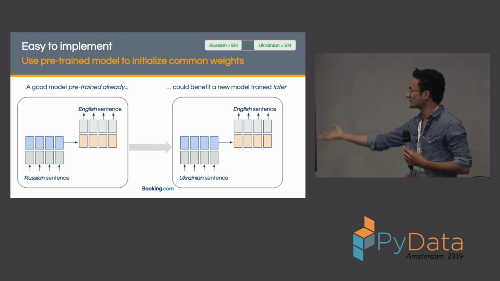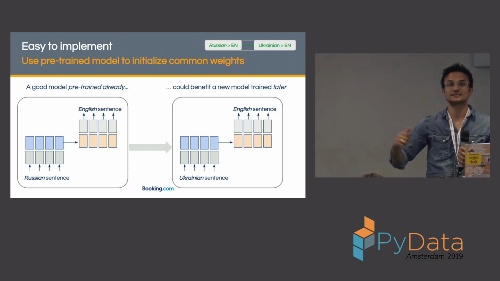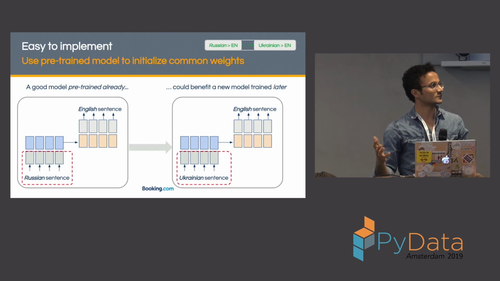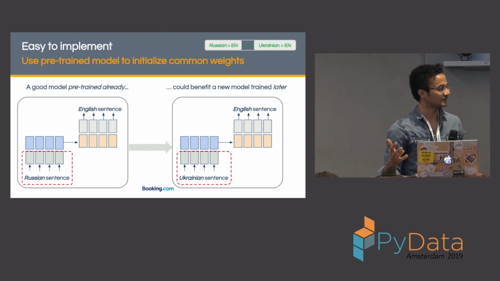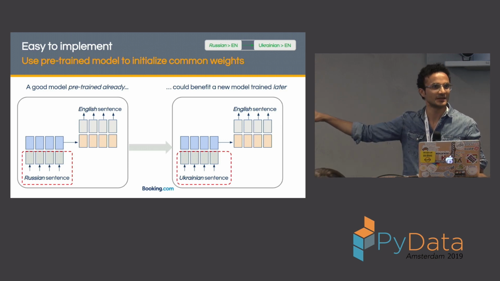And then we start the training of Ukrainian to English translation model on its limited data. So it has some kind of head start now. Of course, one catch here is that Ukrainian vocabulary is going to be different. So some of those embeddings and words are going to still be initialized at random.